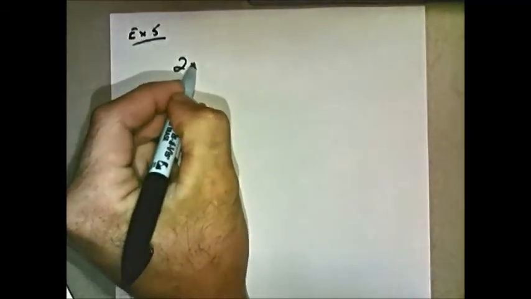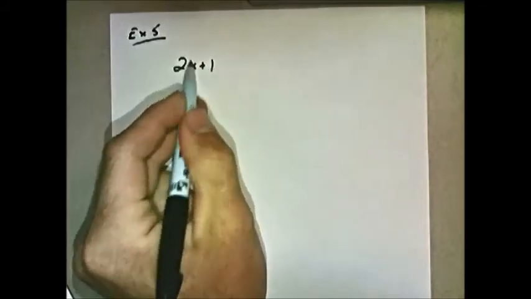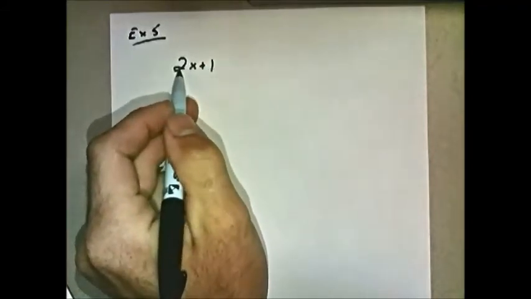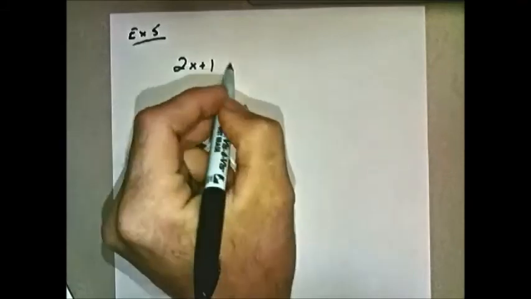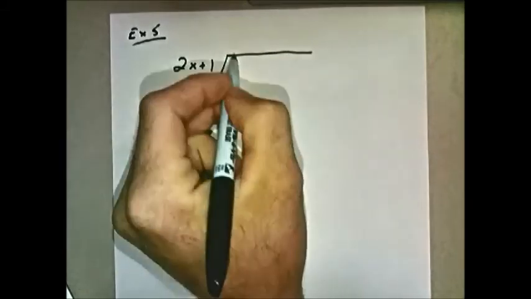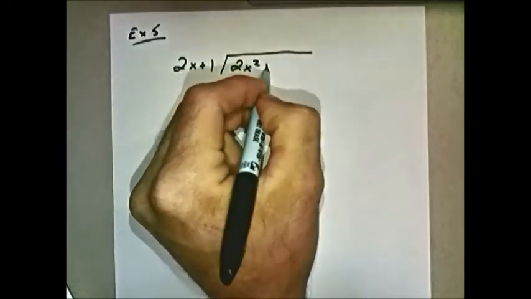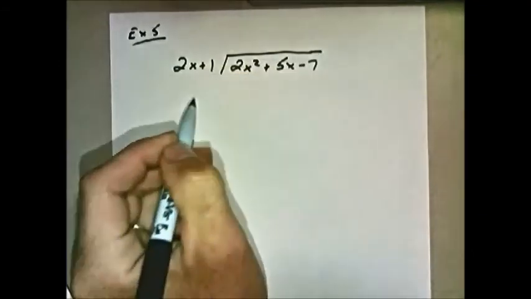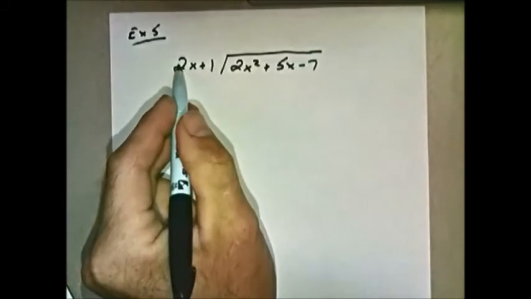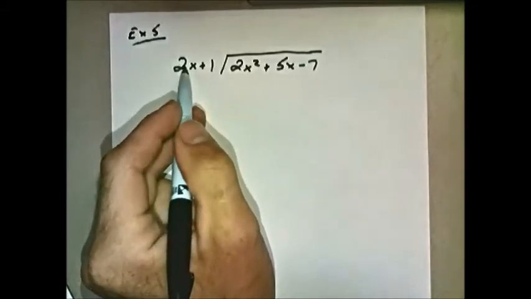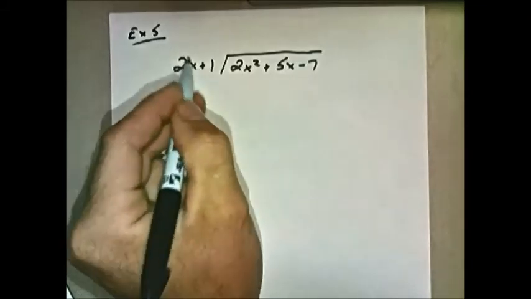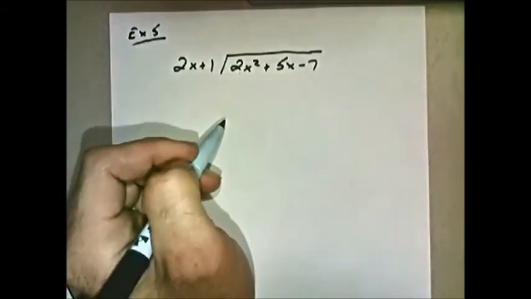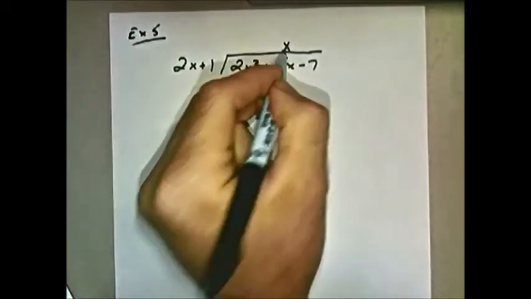In example 5, we're going to change the divisor from having a leading coefficient of just 1 to now having a coefficient other than 1. And our dividend is going to be 2x squared plus 5x minus 7. We're going to again ask ourselves the same question. What do you multiply 2x by to get 2x squared? And that answer is x.